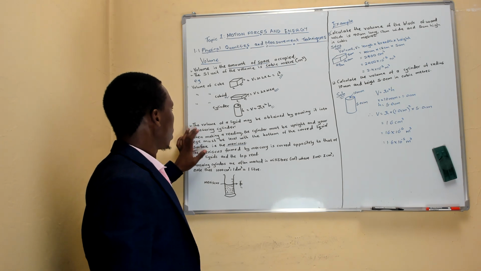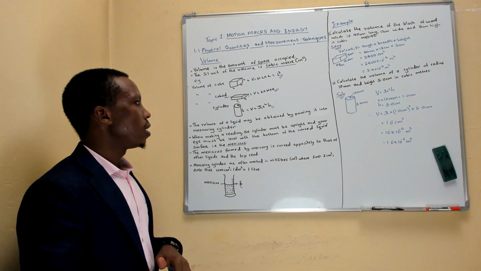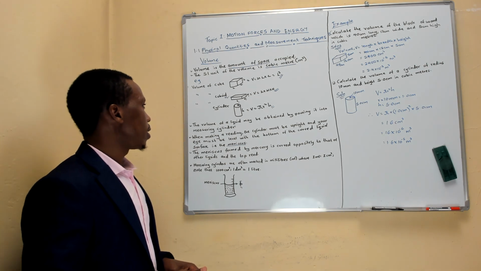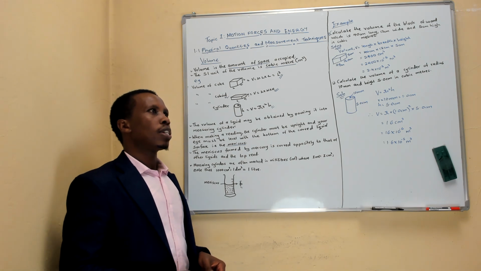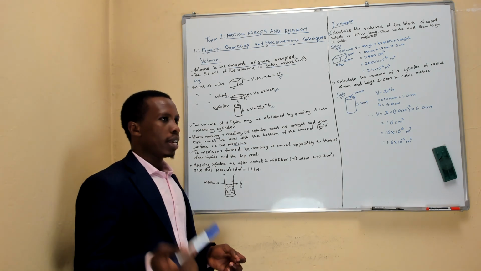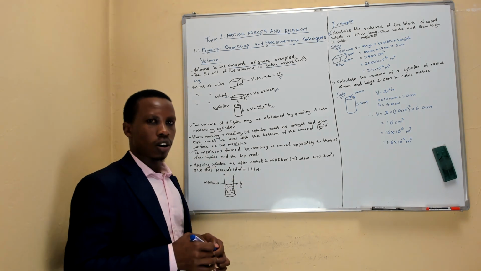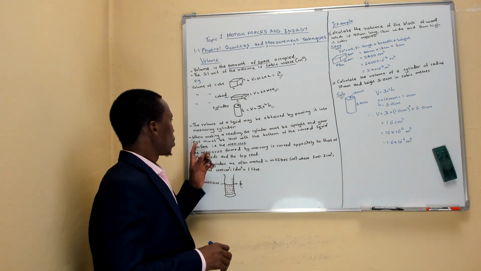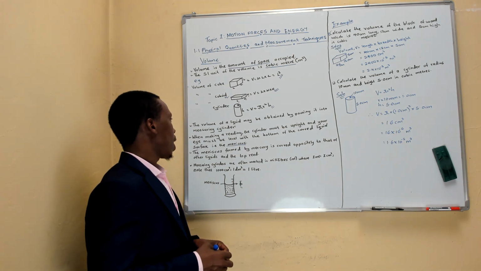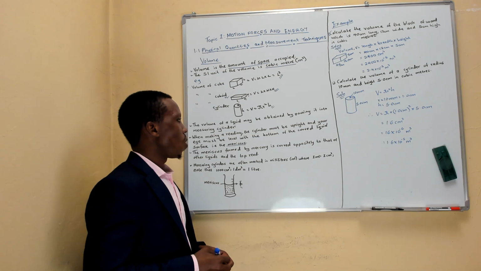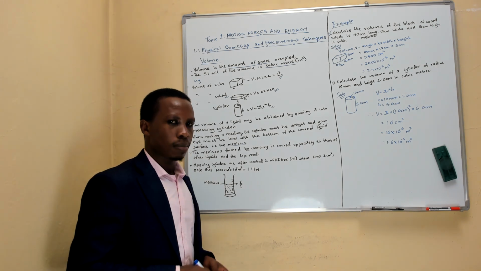So the next statement is the volume of a liquid may be obtained by pouring it into a measuring cylinder. So when you need to know the volume of a particular liquid, you can pour that liquid into the measuring cylinder, then you can take the reading of the meniscus. When making a reading, the cylinder must be upright and your eye must be level with the bottom of the curved liquid surface, the meniscus.